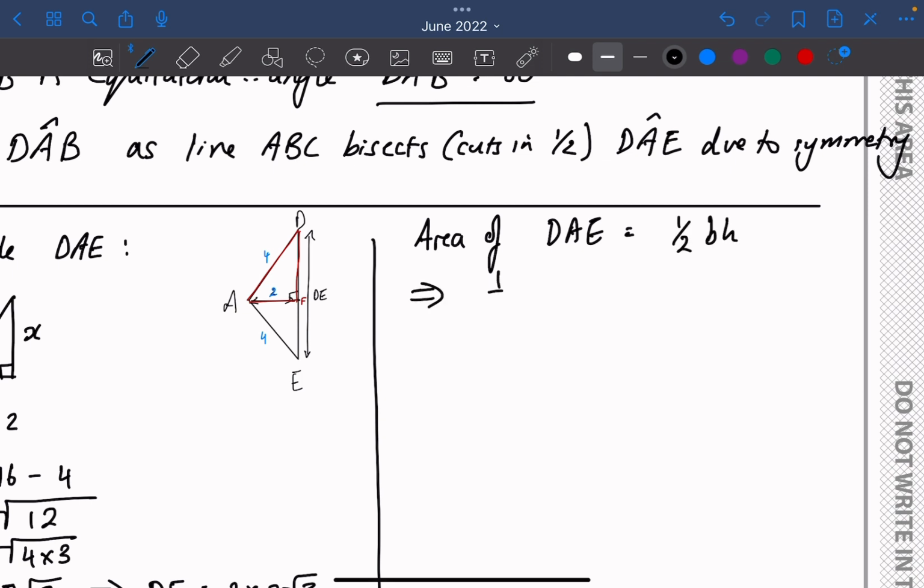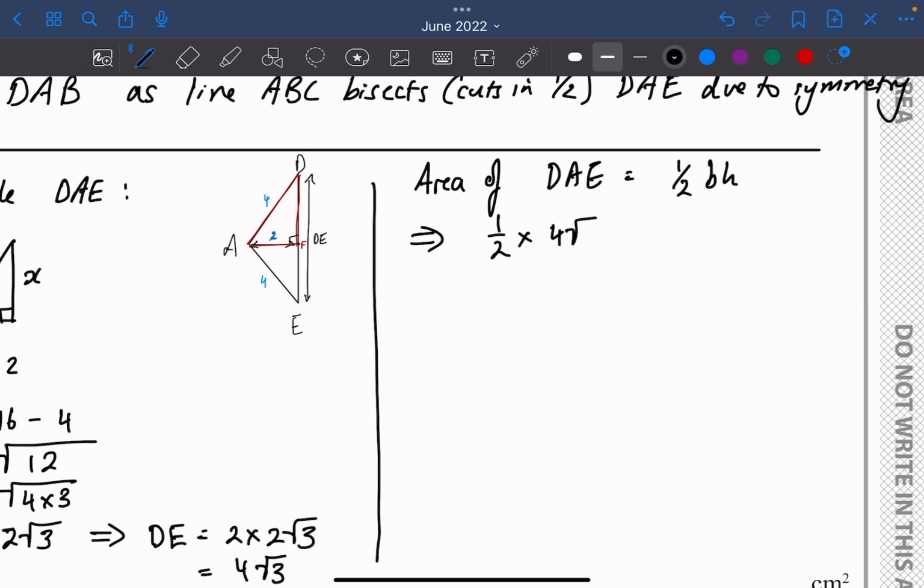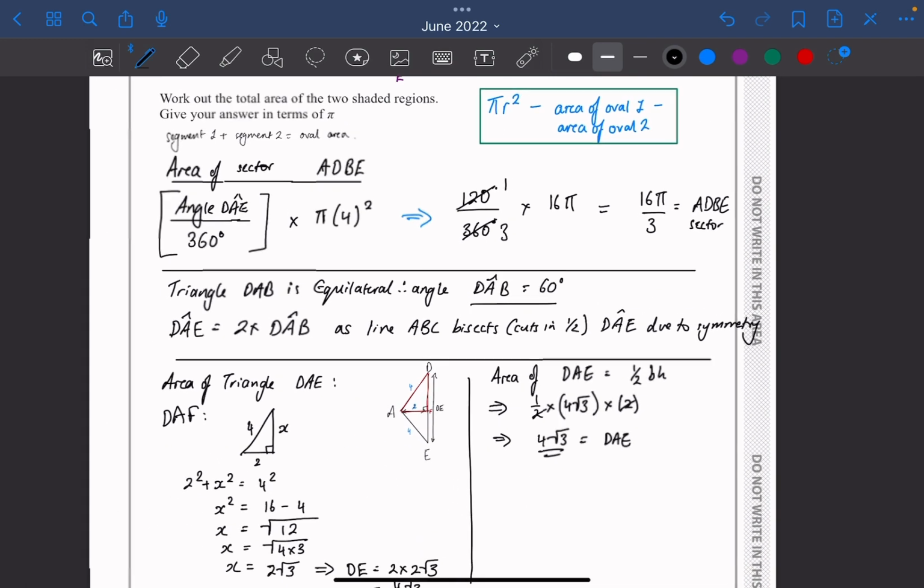So that's equal to 1/2 times the base, which is DE, which we calculated to be 4 root 3, times the height, which is 2. Those two cancel out, which implies the area is equal to 4 root 3, DAE.